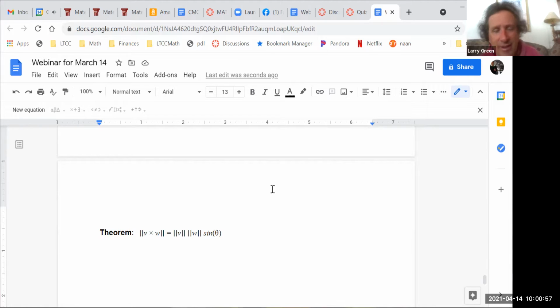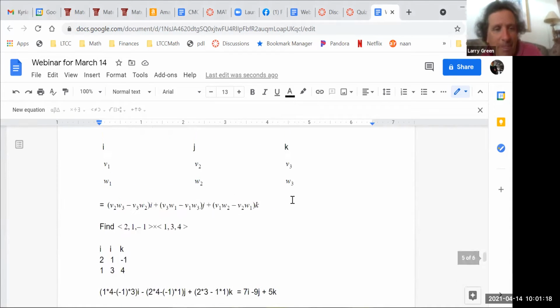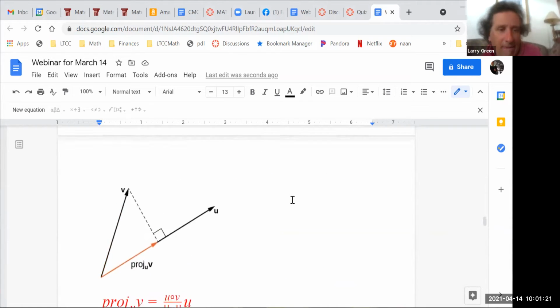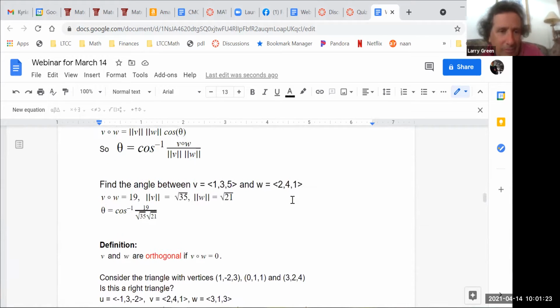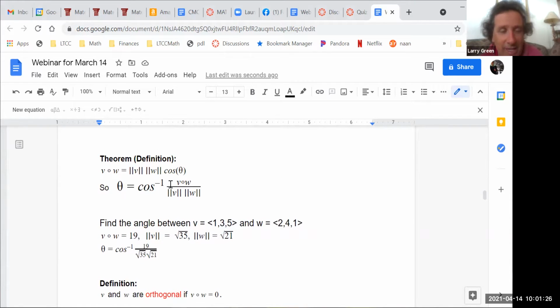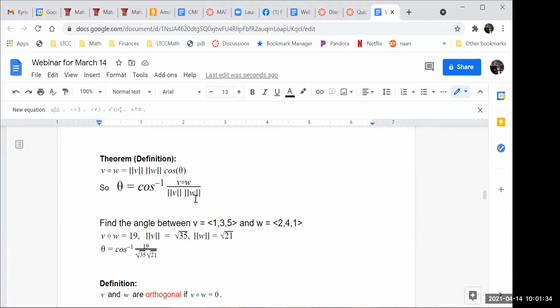Do you think it's easier to find the angle using this formula? Because remember that theta then would be the inverse sine of the magnitude of V cross W over the magnitude of V times the magnitude of W. Or do you think it's easier to use the dot product, where we had theta is the arc cosine of V dot W over the magnitude of V times the magnitude of W? What do you think is easier? Dot product. Yeah, the dot product.